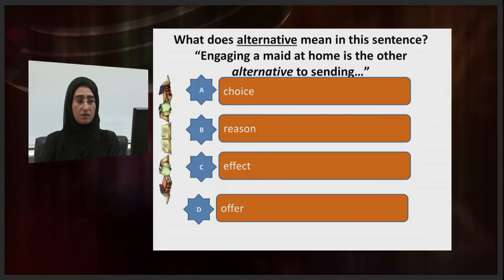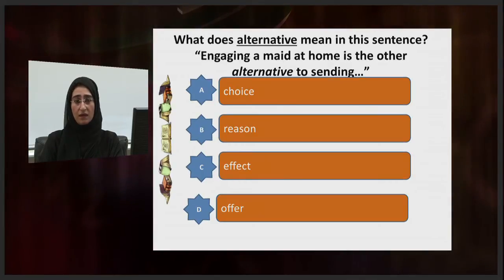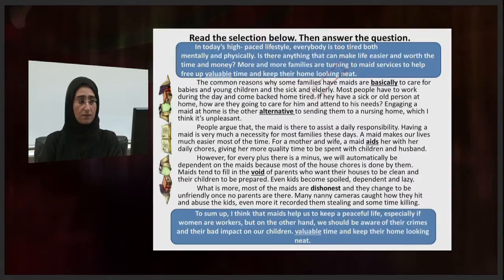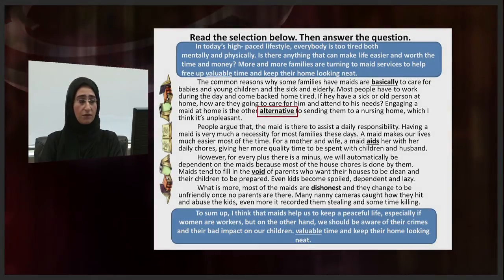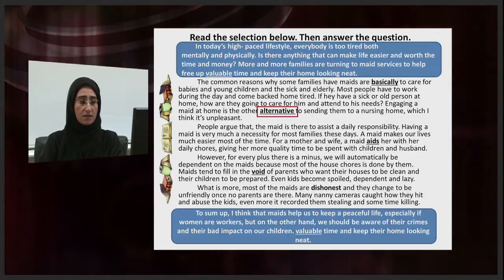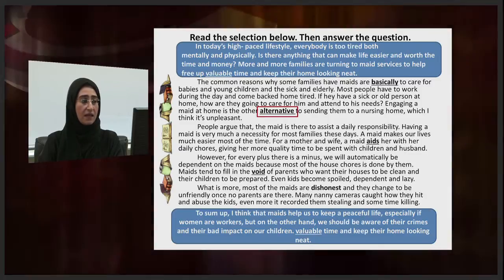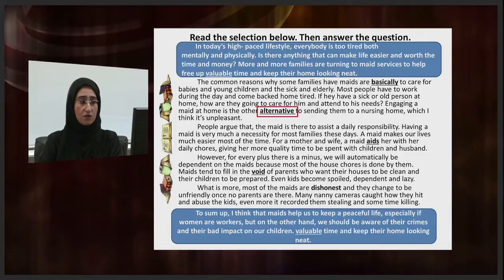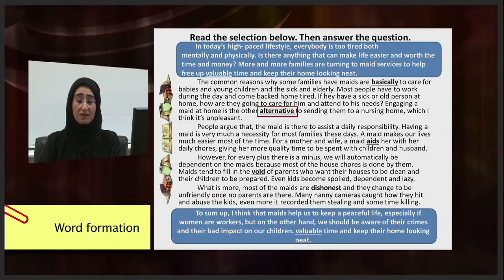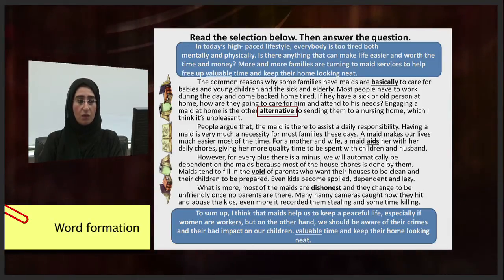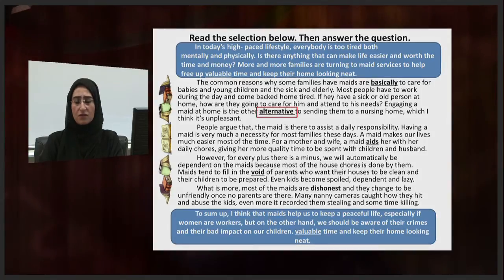So we can't judge this. We need to go through the reading text. Let's search for the word in the text. We will try to find it. We found it. And after locating it, we will read the whole sentence. Engaging a maid at home is the other alternative to sending them to a nursing home, which I think is unpleasant. So this will give us a chance to get the meaning of the word.